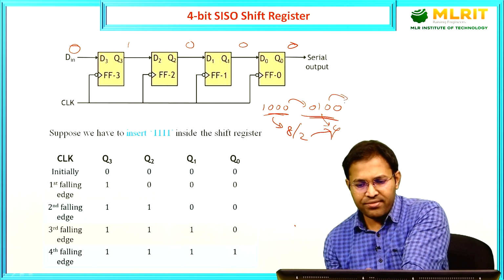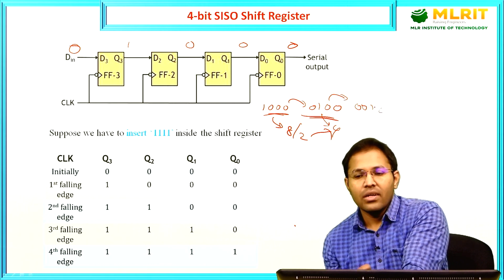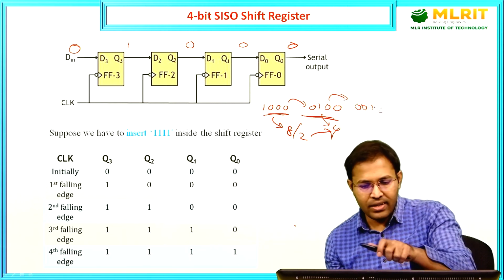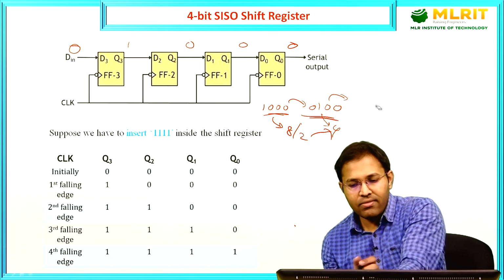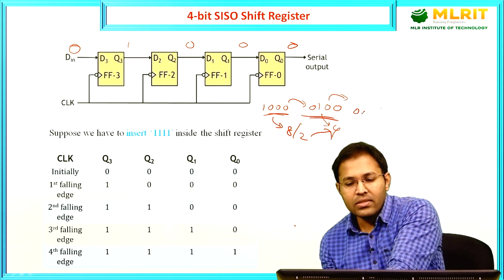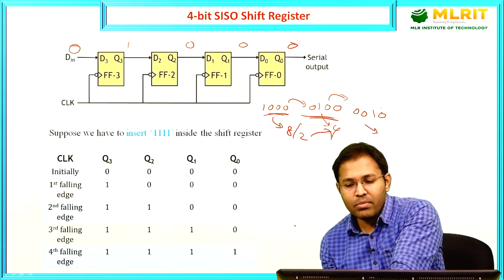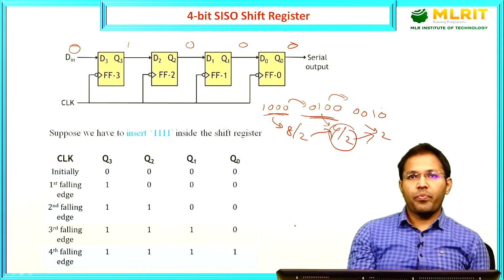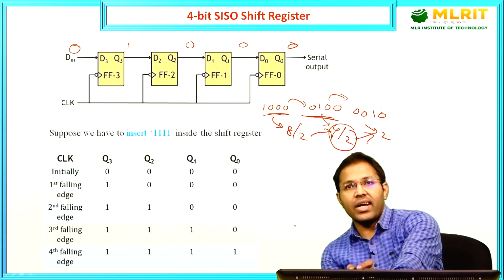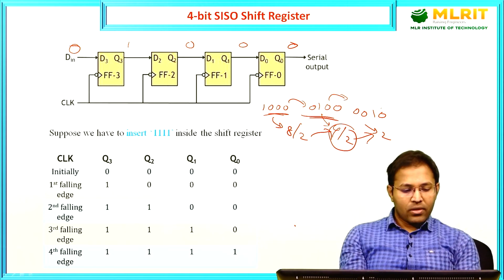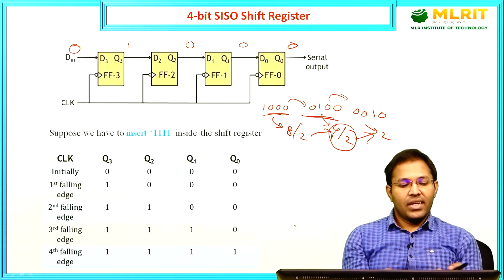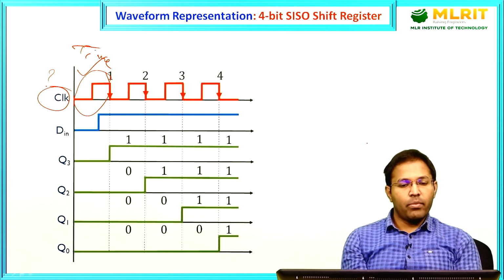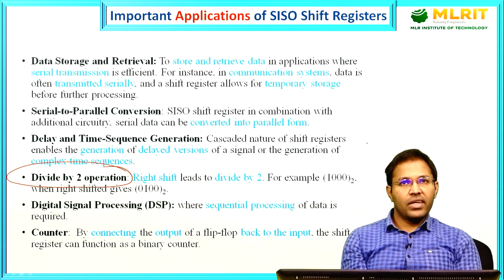Again, if you shift this right, you have 0, 0, 1, 0, which is nothing but 2. So how are we getting that? 4 by 2, we are getting 2. So by shifting right, you can have the operation of divide by 2. So another important application of your SISO shift register is divide by 2.